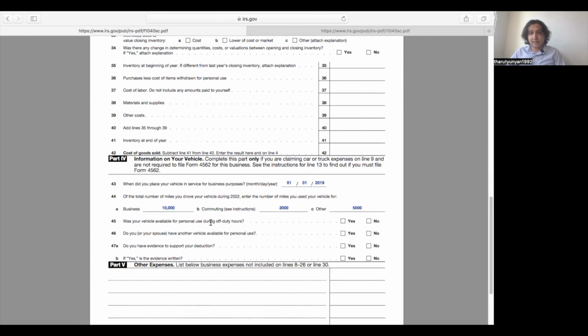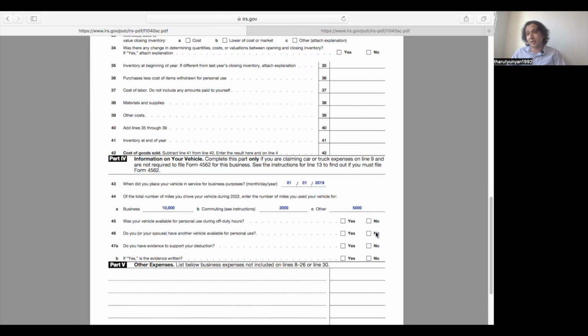Now, IRS understands that small business owners cannot really know exactly how much they drove, even though they're required to keep a log of mileage. But if it's a little bit off, generally IRS will let you have a little bit of flexibility there, right? So again, if it's just a little bit off, that's fine, right? So technically you're not supposed to, but you'll be fine. Was your vehicle available for personal use?